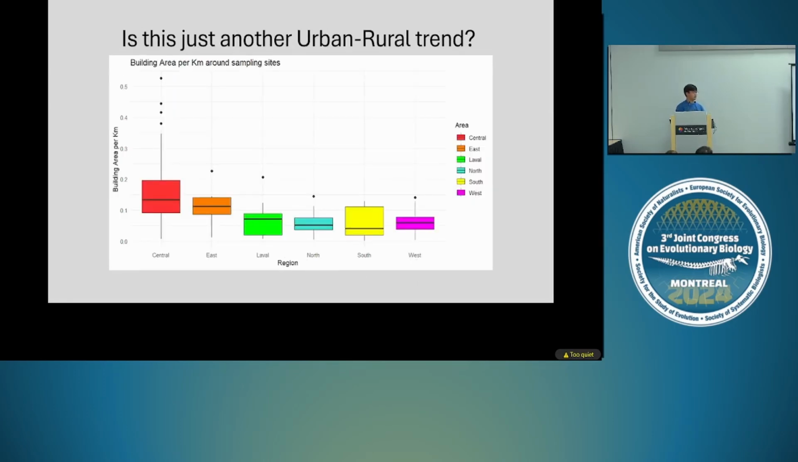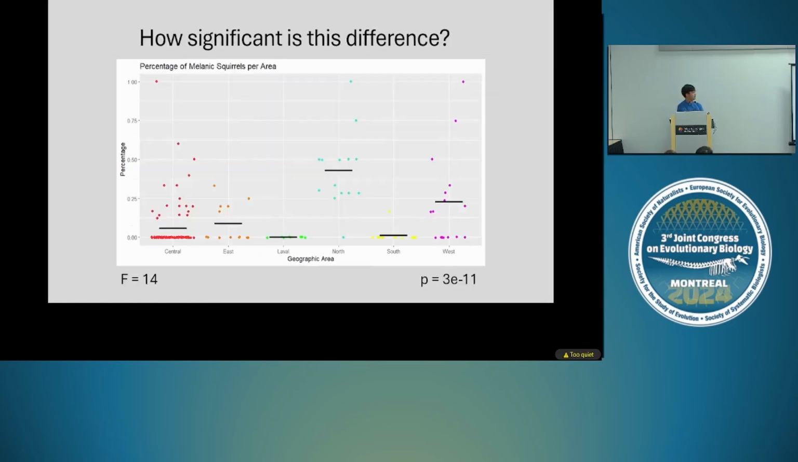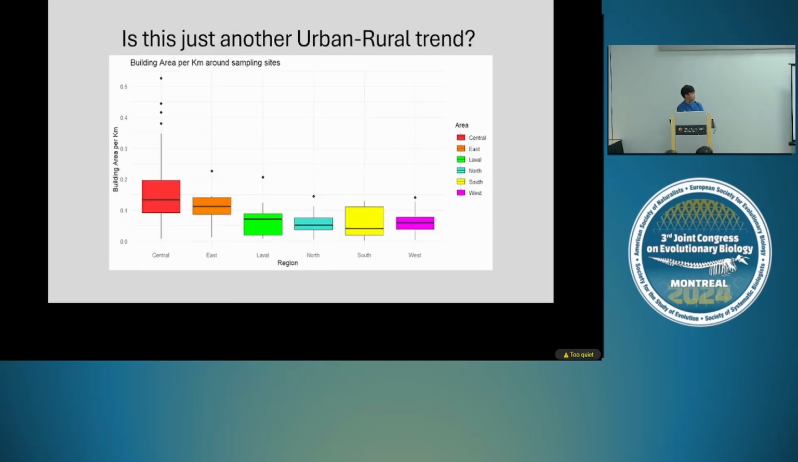And just to make sure that this is not just another one of these rural urban trends, for example, maybe the central part of the area is just more urbanized than everything else, right? Well, these different areas don't really seem to have that much difference in terms of urbanization, which I measured as the building area around the sites that I sampled. So compare that with the slide before, and we don't really see that strong of an urban-rural trend.